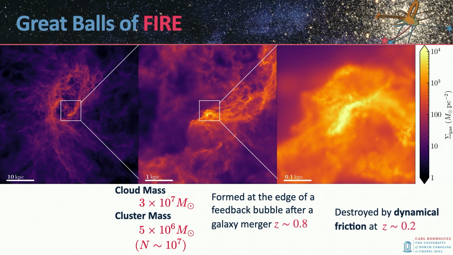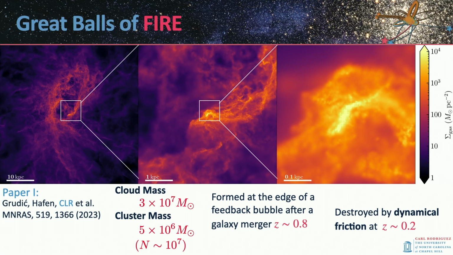It formed a 5 million solar mass star cluster, which by the way is the largest collisional star cluster that our group has ever done, and I'm fairly certain has ever been done. That was initially created at the edge of this bubble and then destroyed by dynamical friction as it spiraled into its galactic center at z of 0.2.